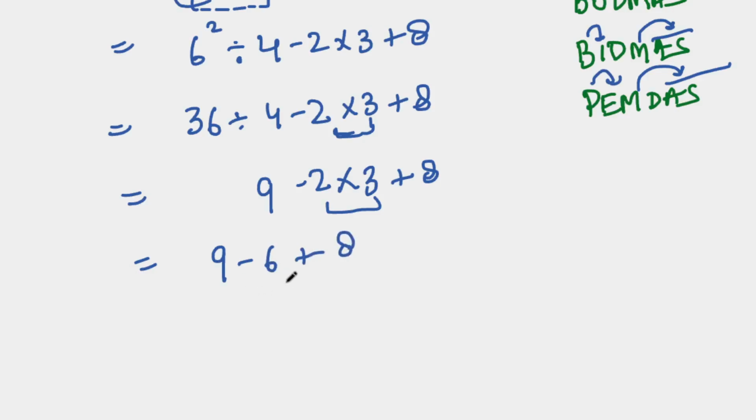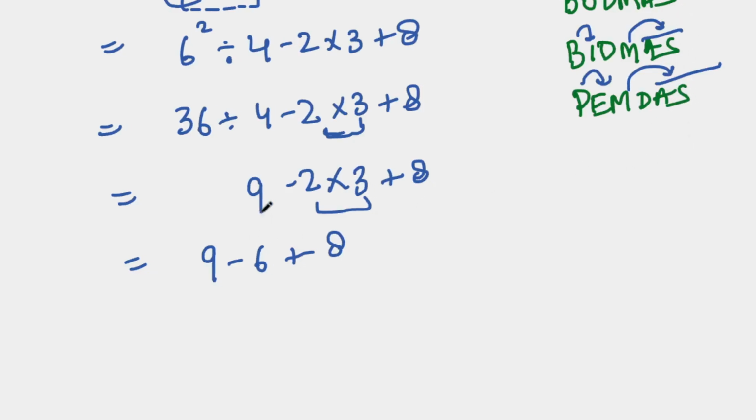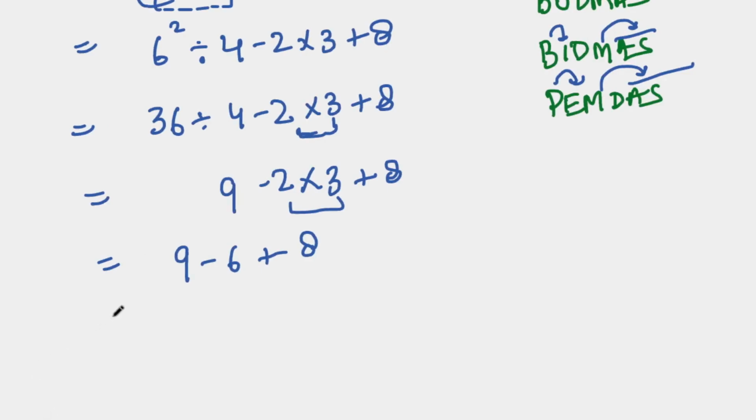Now we have addition and subtraction, right? So addition will be performed before subtraction, correct? Addition will be solved first. So 9, it will be kept like this, minus 6 plus 8. Okay, we will do this addition. This will become 2. Okay, and we get 11.